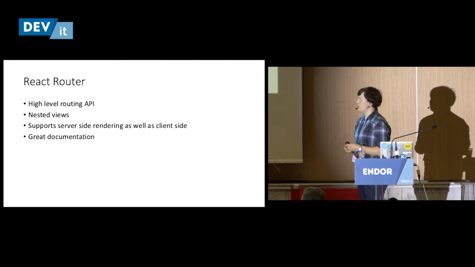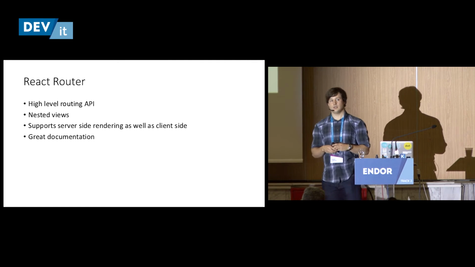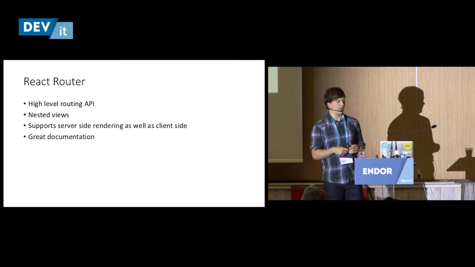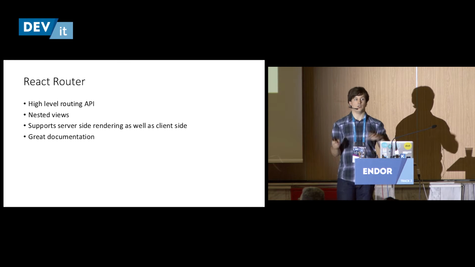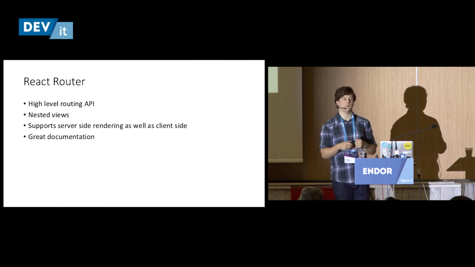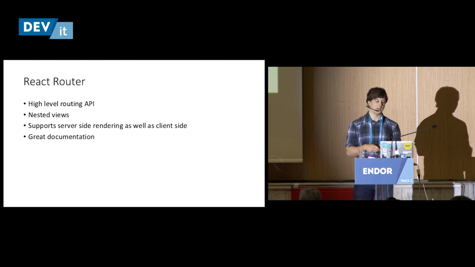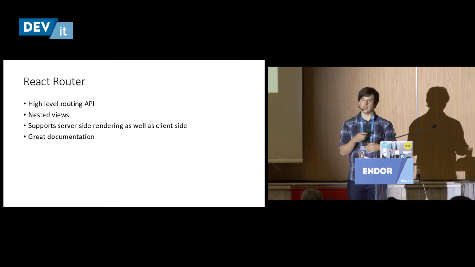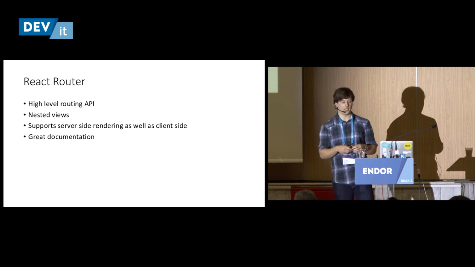There's also another library that's built on top of the history API. So if you're using React, I'd recommend React Router. If you're not using React, you should still use that history library. It's a really great low-level abstraction. But the higher-level abstraction here is React Router. And React Router lets you have nested views, declarative routes. It supports server-side rendering as well as client-side rendering. And it has really great documentation as well.